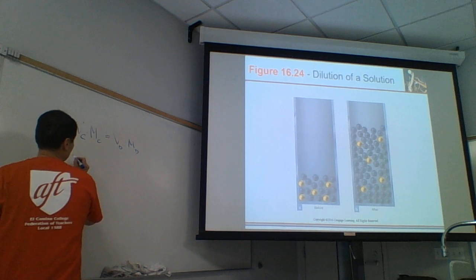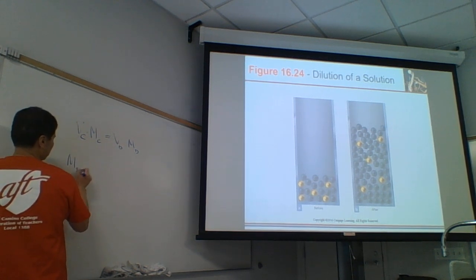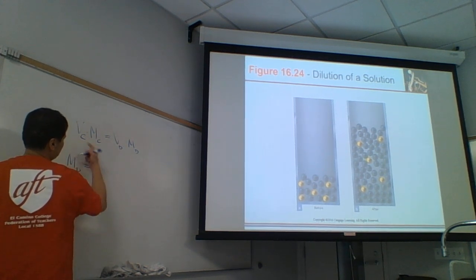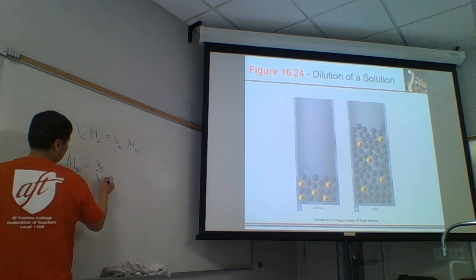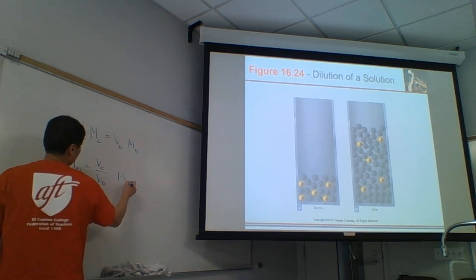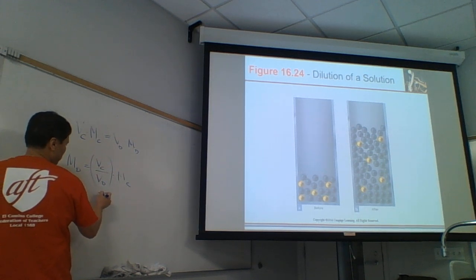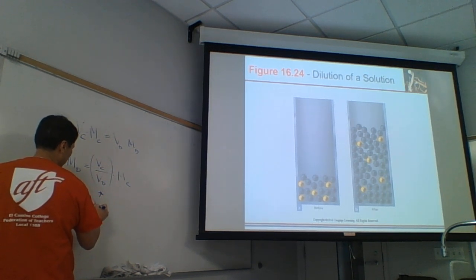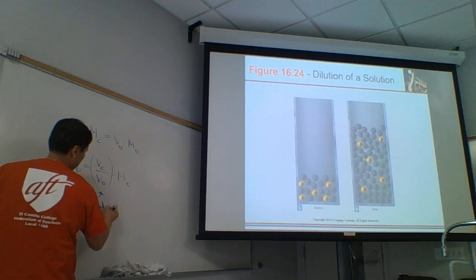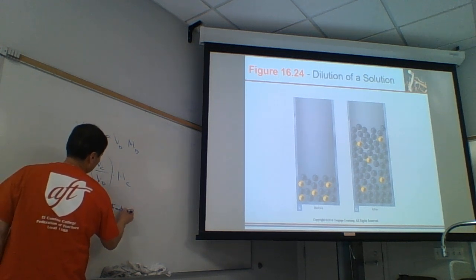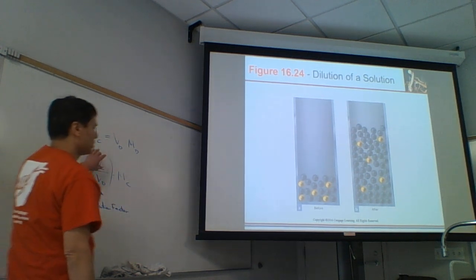Well, what we're interested in is the molarity of the dilute. The molarity of the dilute is equal to the volume of the concentrated over the volume of the dilute times the molarity of the concentrated. The volume of the concentrated over the volume of the dilute, this is called the dilution factor. Dilution factor.